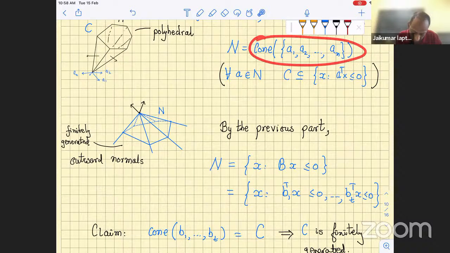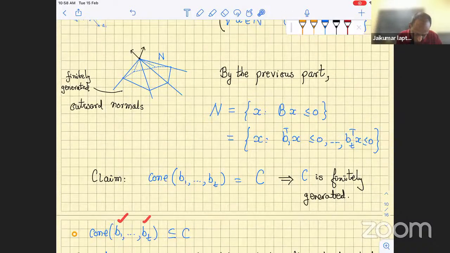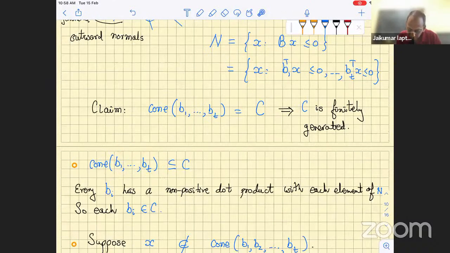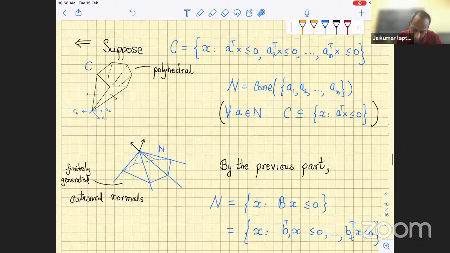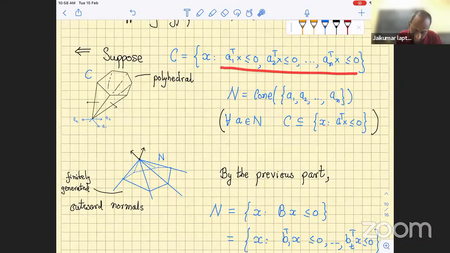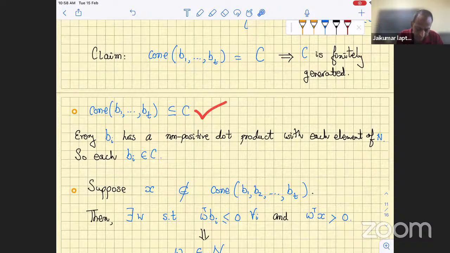So we know that each of these BIs has non-positive dot product with each element of N, and in particular, N includes all the AIs. So each BI has a non-positive dot product with each of the AIs. So BI must be in this cone. Okay, so we have proved this. Is this clear?